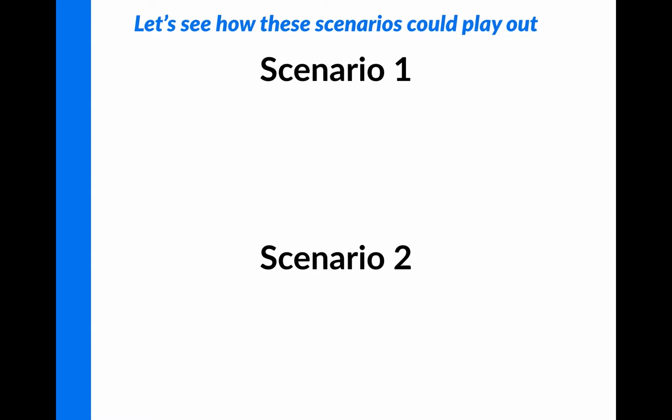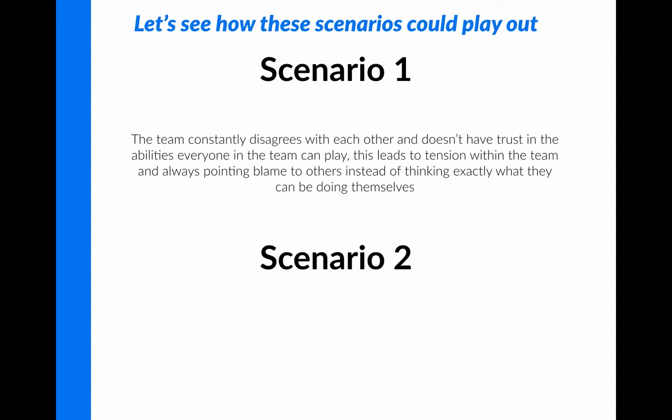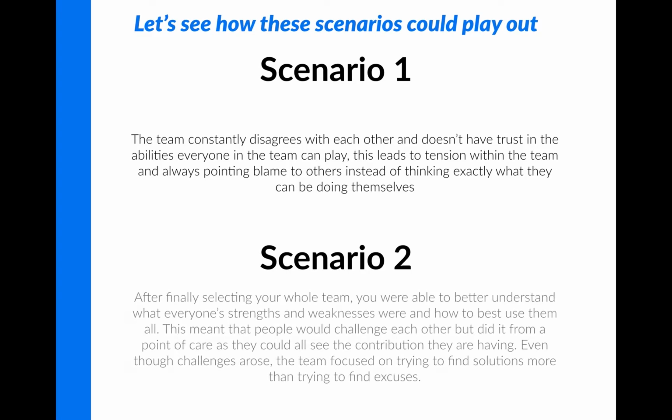So let's see how those 2 scenarios, initially positioned, will play out. In scenario 1, they constantly disagree with each other, and they don't have the trust in everyone's abilities that people can play within the team, and it leads to tension. So always pointing to a point of blame instead of thinking exactly what they can be doing themselves. Whereas the second one, after finally selecting the whole team, you're better able to understand what everyone's strengths and weaknesses were and how to best use them all the time.